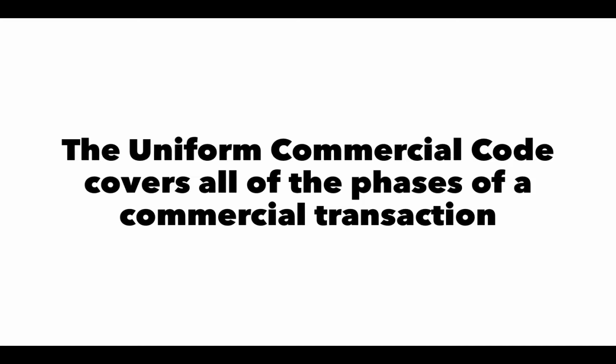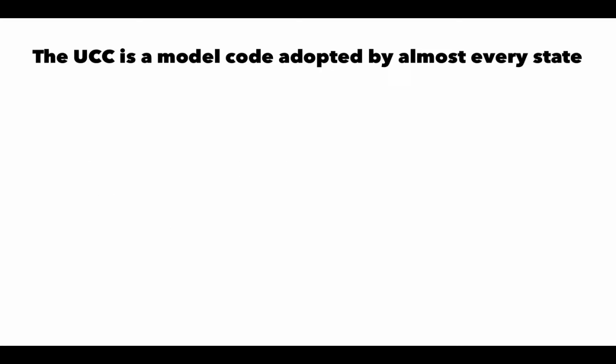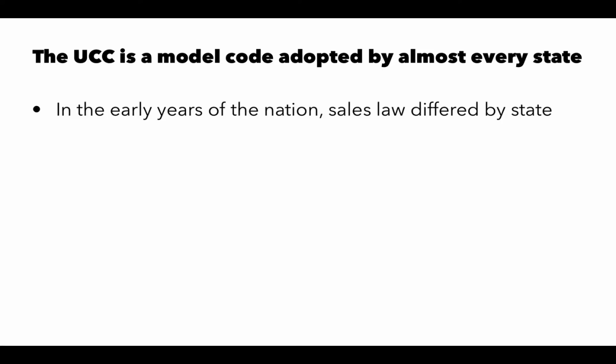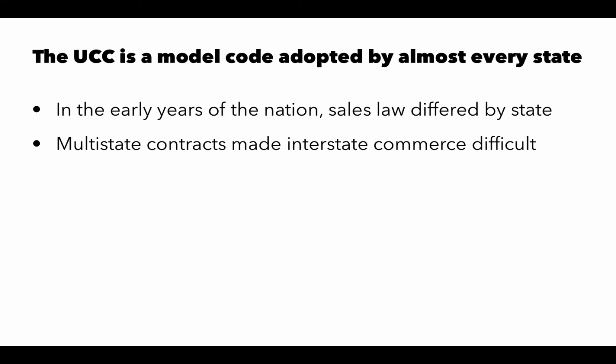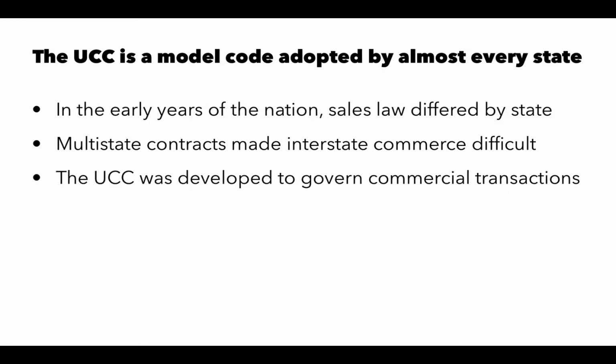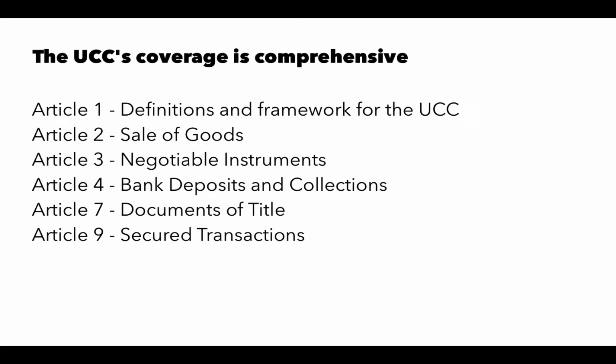Now, the Uniform Commercial Code, although we're going to be talking about it mainly in the context of sales, at least for the first half of the class, was designed to cover all of the phases of a commercial transaction. And this UCC is a model code adopted by almost every state. And as I mentioned, in the early years of the nation, sales law differed by state. Multi-state contracts made interstate commerce difficult, and therefore we developed a uniform code to govern commercial transactions throughout the United States. Now, the UCC's coverage is comprehensive.